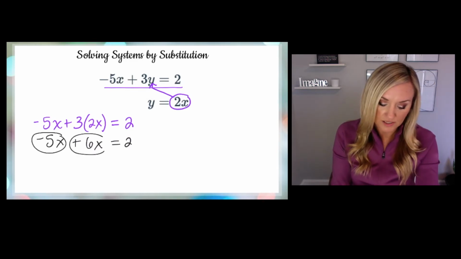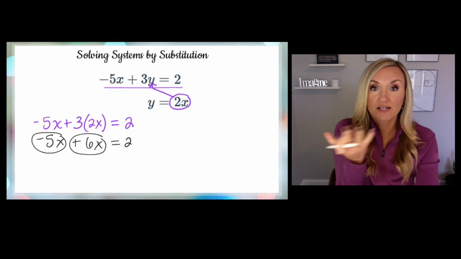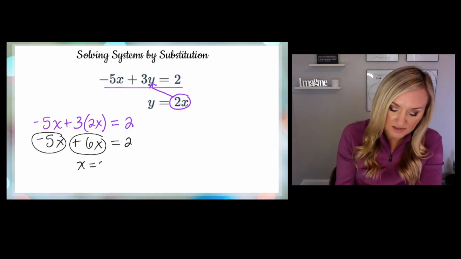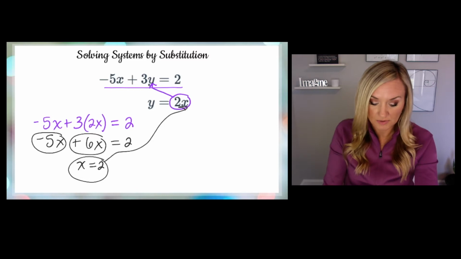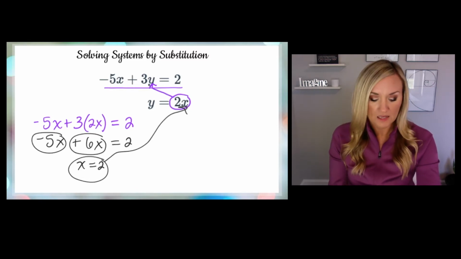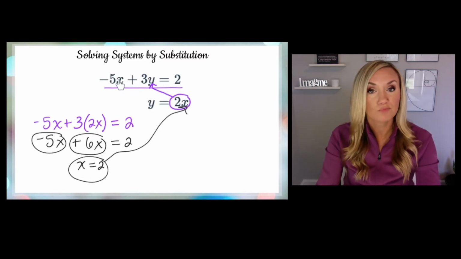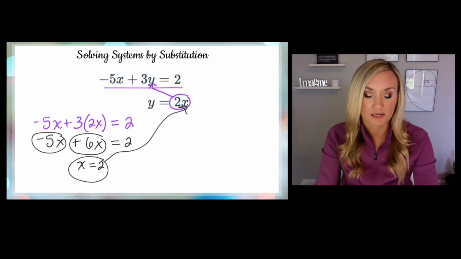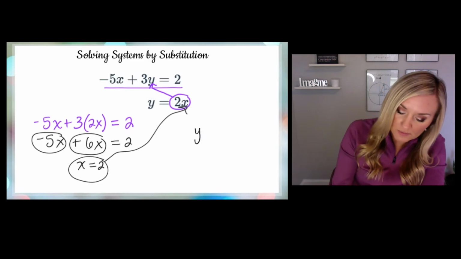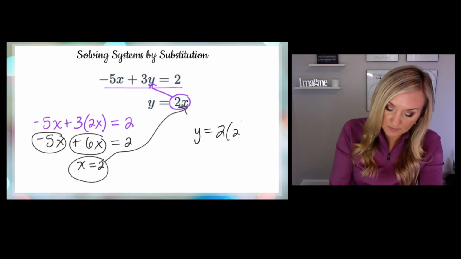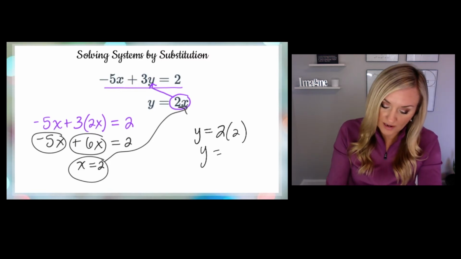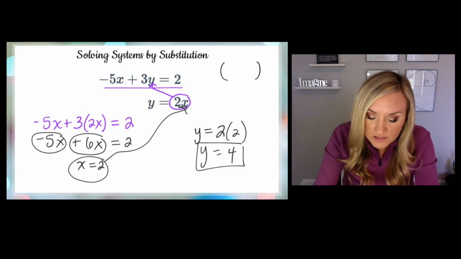And these two are like terms. 6x and minus a 5x, that just gives me 1x. So x is 2. Now I'm going to take this 2 and I'm going to plug it into this equation. If you chose to plug it into this equation, we'll still get the same answer. There's just more steps here. So I'm going to rewrite y equals 2x, and then instead of the x, I'm going to write 2. So y is 4.